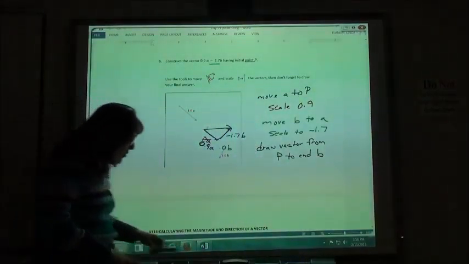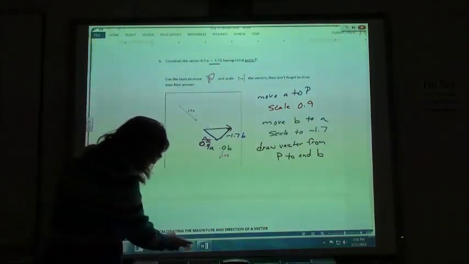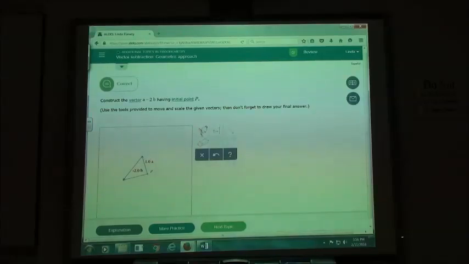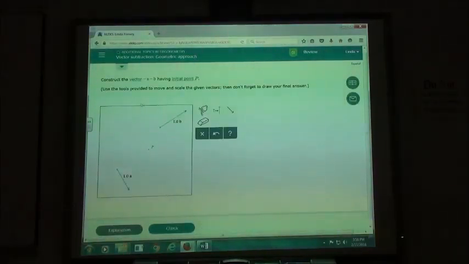So just to review that one more time using the actual ALEKS program. If I hit more practice here, here I have negative A minus B. So I'm going to start by moving A. Instead of being a positive 1A, I wanted a negative 1A. So I'm going to push it backwards until I get to negative 1.0. Click to set it. So negative A is the same thing as negative 1.0A.